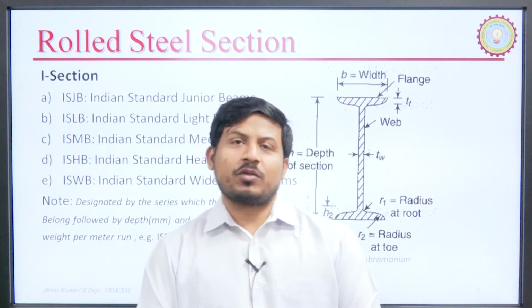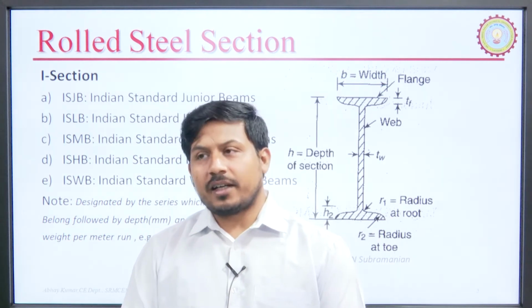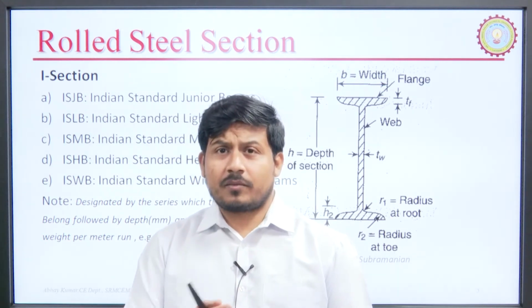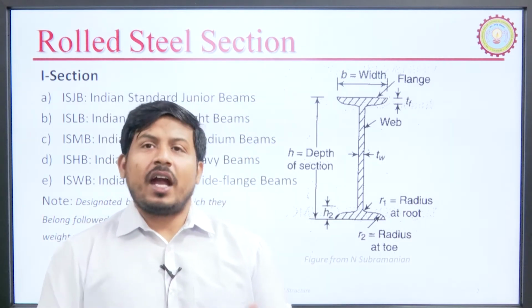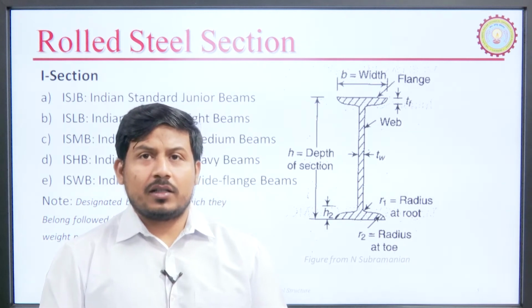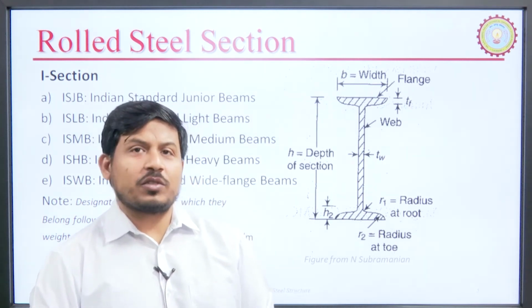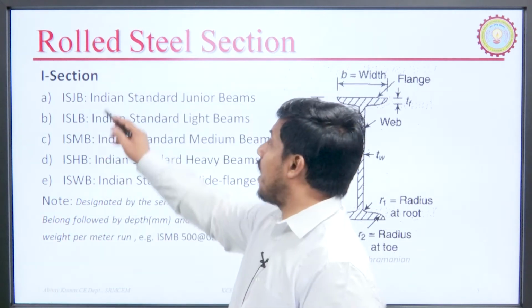Now, let us talk about the various rolled steel sections available in the market, how these are designated, how we should mention them, and what are the different series in which they are available. Let us talk about the very common rolled steel section available in the market. It is the I section.